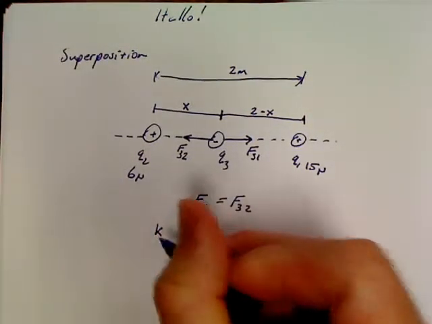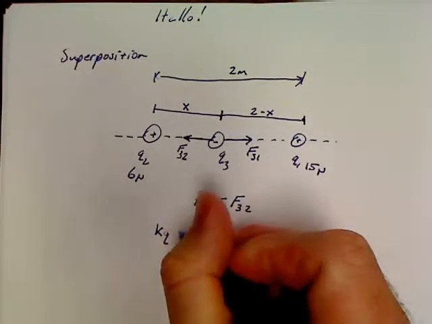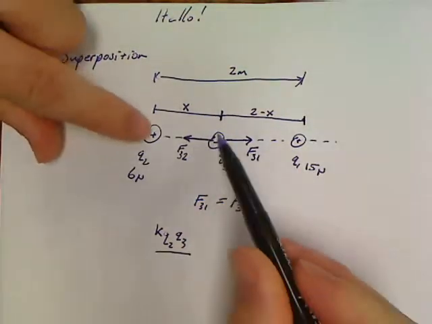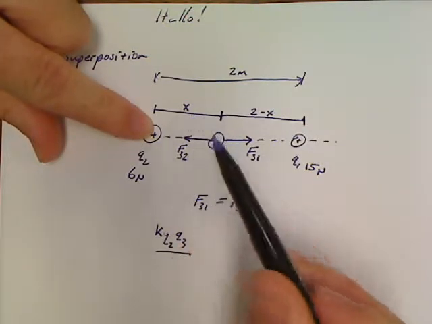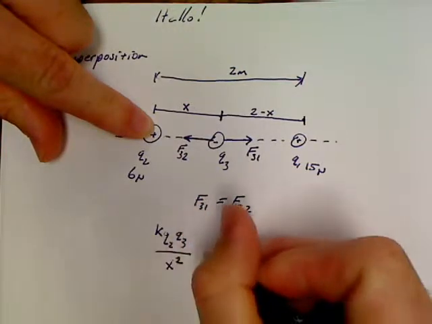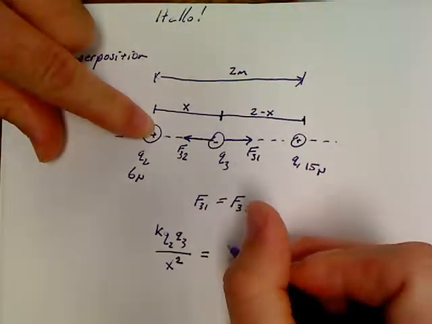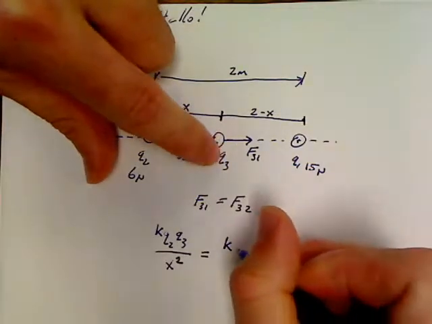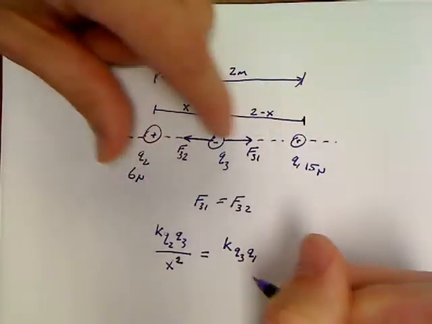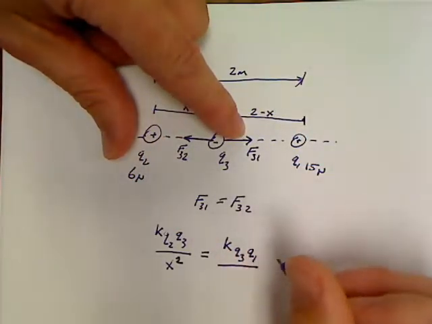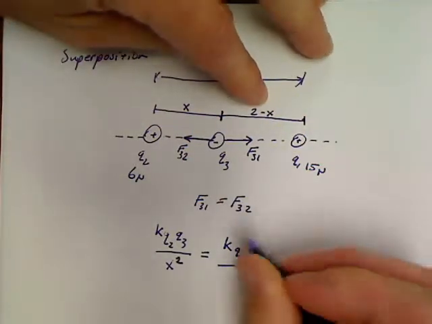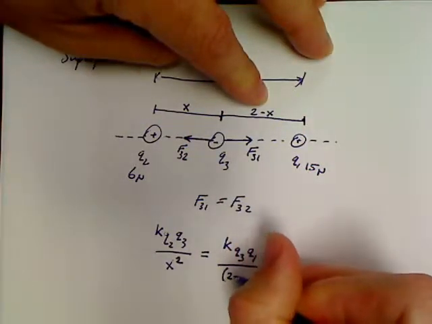So let's start writing this out. This is going to be K Q2 Q3 over the distance from here to here, which is x, squared, and that's going to be equal to K Q3 Q1 over, now here's the big thing, Q3 and Q1 are separated by a distance of 2 minus x. So 2 minus x, squared.